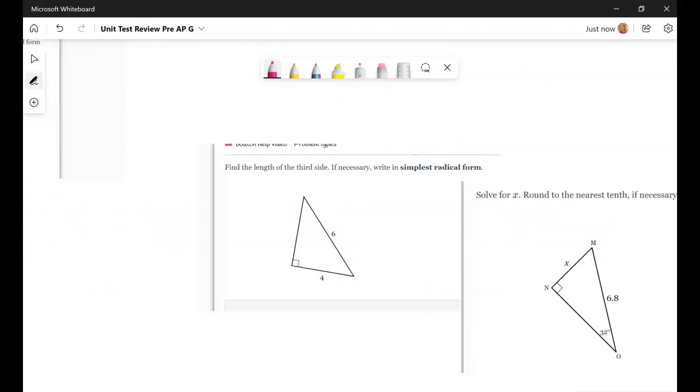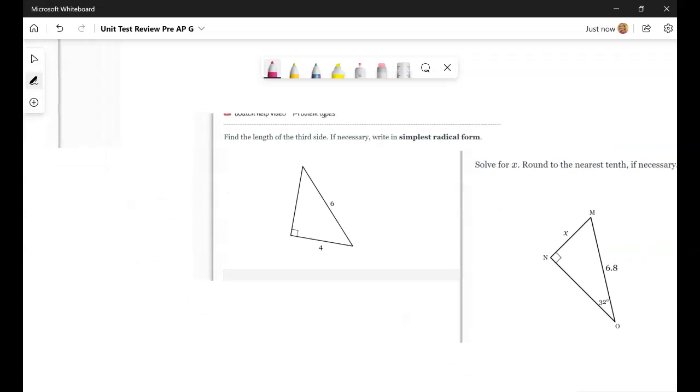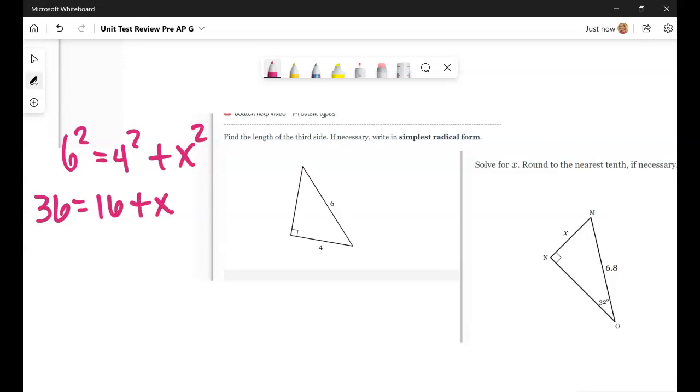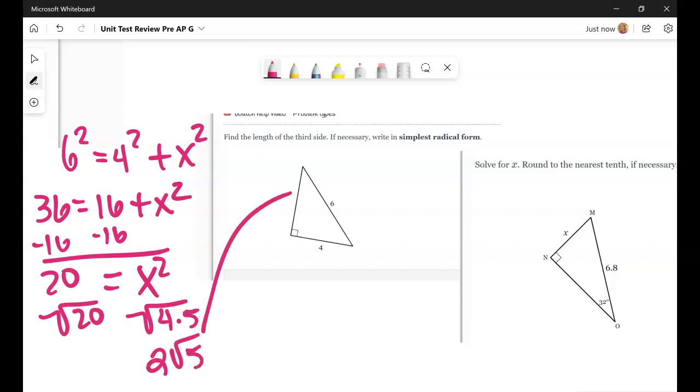We also have some trig questions here. We're going to start with just a simple Pythagorean theorem problem. Find the length of the third side. 6 squared equals 4 squared plus x squared. 36 is equal to 16 plus x squared. Subtract 16 from both sides. X squared is 20. Take the square root. Break that down. That's 4 and 5. So we're going to get 2 square roots of 5 for the missing side.